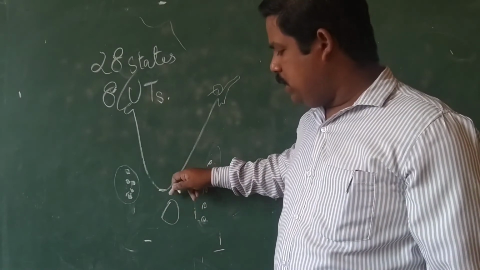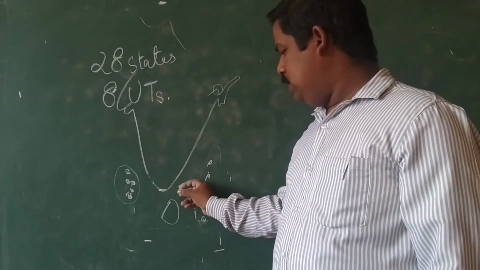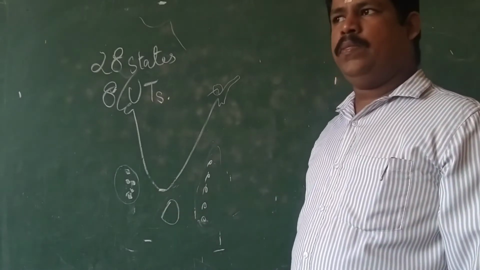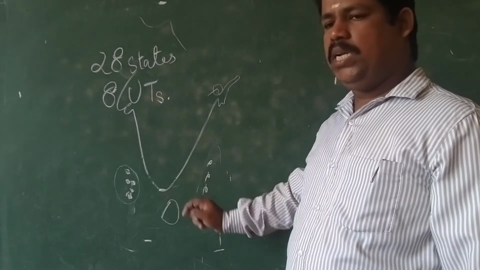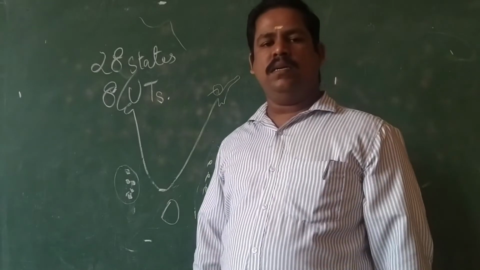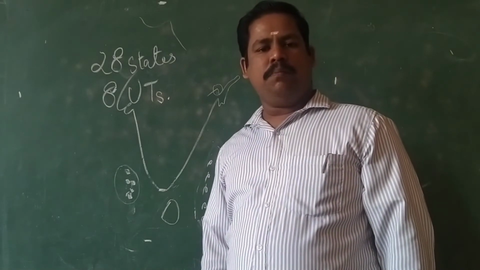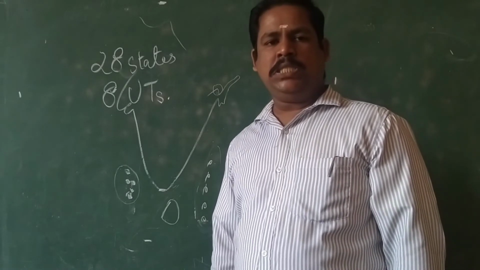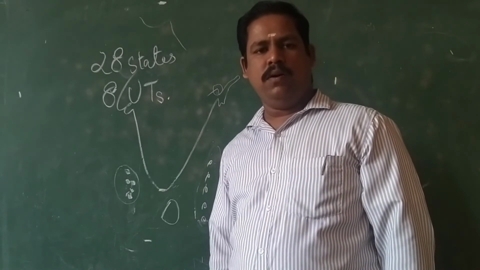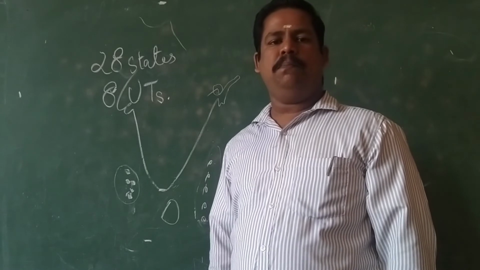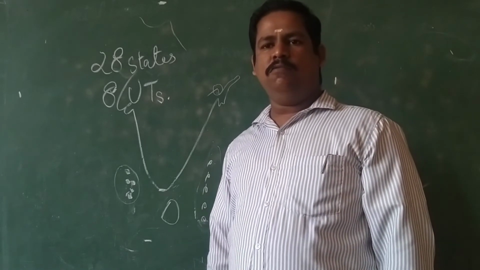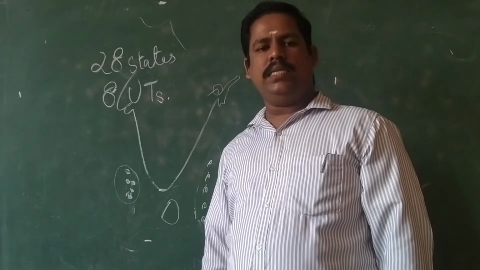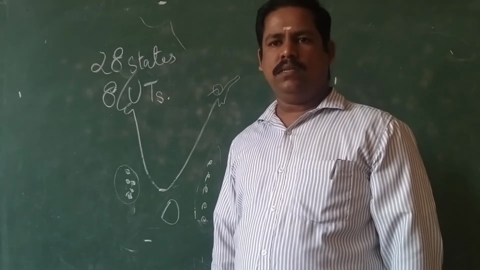So how are India and Sri Lanka separated? There is a strait called Pak Strait, and there is a gulf between India and Sri Lanka called the Gulf of Mannar. So India and Sri Lanka are separated by a strait called Pak Strait and a gulf called the Gulf of Mannar. Which strait separates Sri Lanka from India? Answer is Pak Strait. Which is the gulf situated between India and Sri Lanka? Answer is Gulf of Mannar. These are the two things.